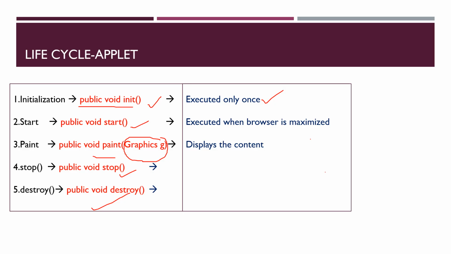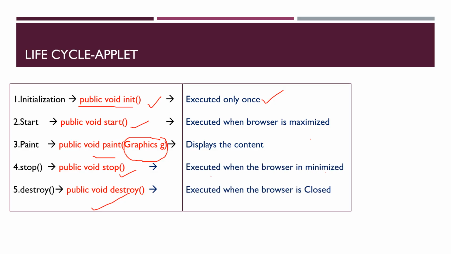When we work on the browser, we just minimize or maximize the screen. The start method will be executed whenever the browser is maximized. However many times we maximize the browser, that many times the start method will be executed. Immediately, the paint method will be invoked. Whatever content we display on the applet should be written in the paint method.